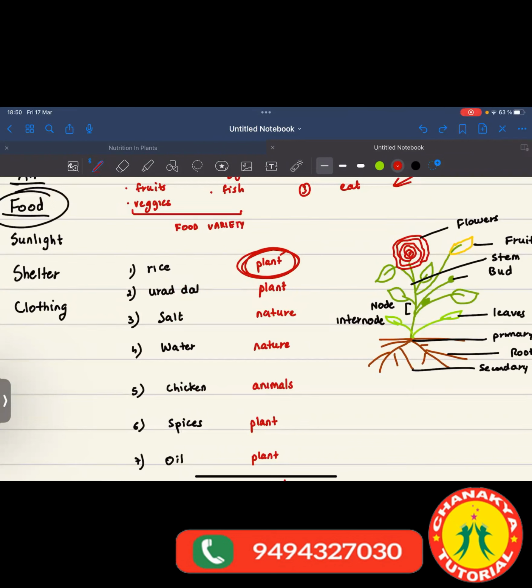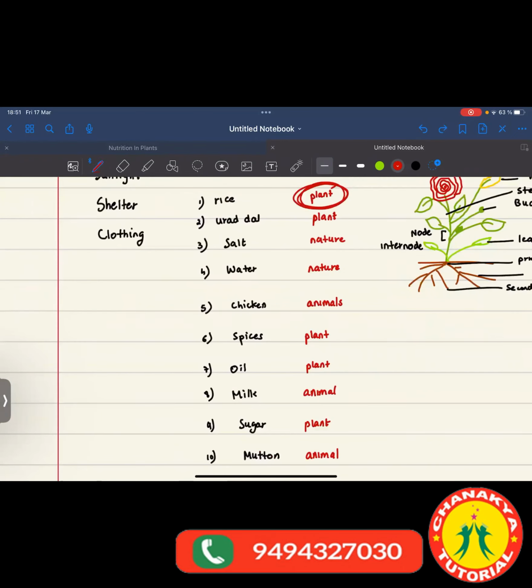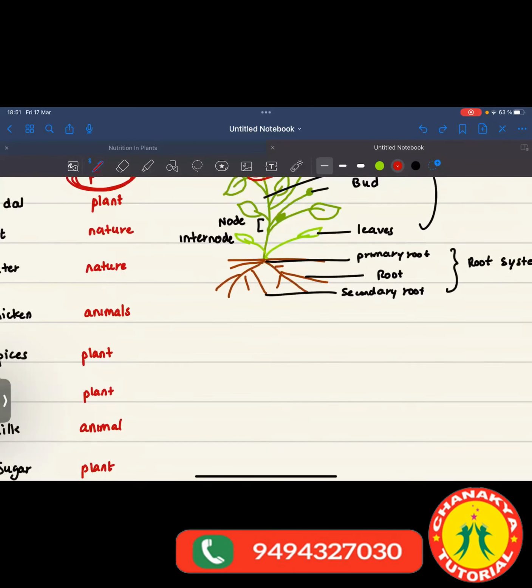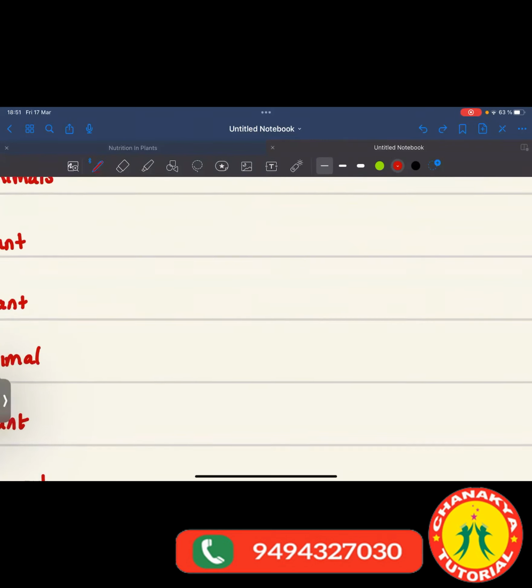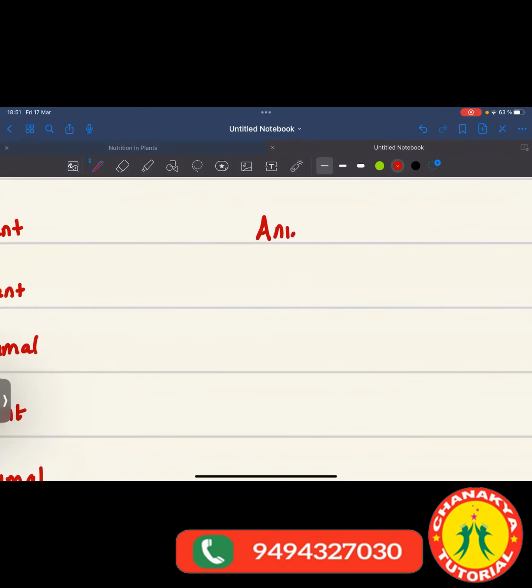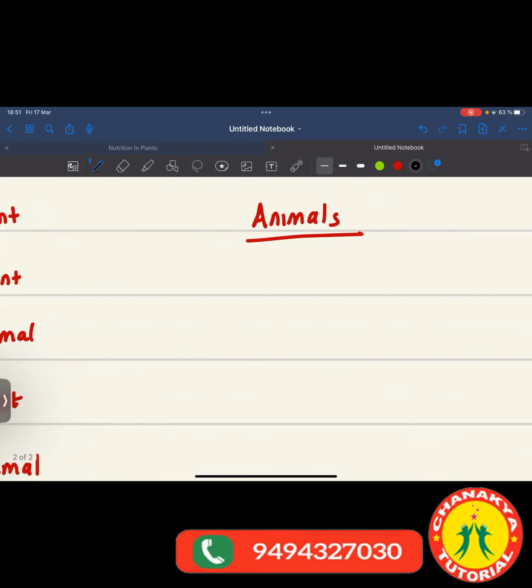Apart from that, the other food that we get is from plants and from animals. Now we just saw in detail about plants and all we get from them. We get rice, we get dal, and many other things. Now let's focus on animals. Tell me what are the components that you get from animals?